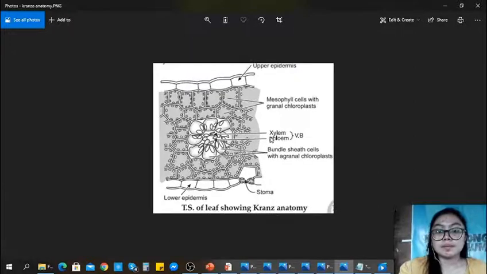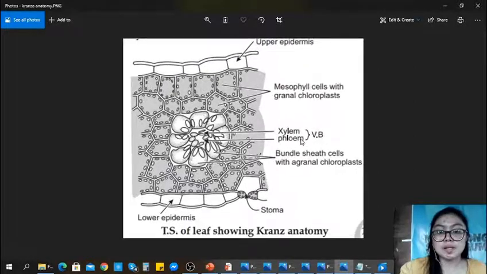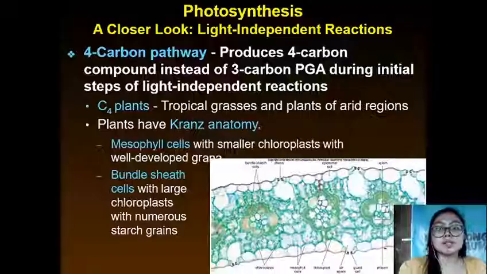This is the example picture of Kranz anatomy. So it has the upper epidermis, the mesophyll cells with chloroplast, and then this is the xylem, the phloem, and then bundle sheath cells with granal chloroplast, and then here is the stoma, and here is the lower epidermis.